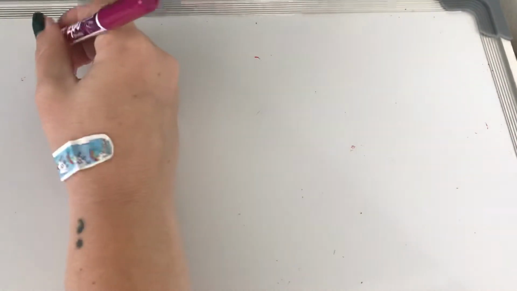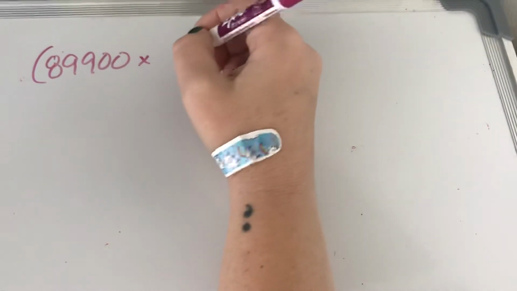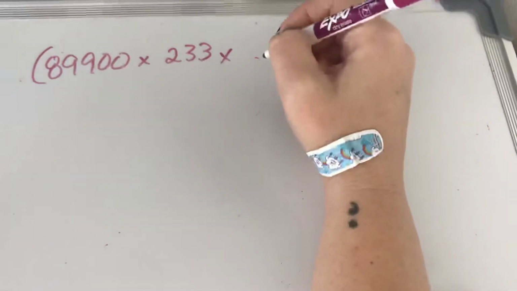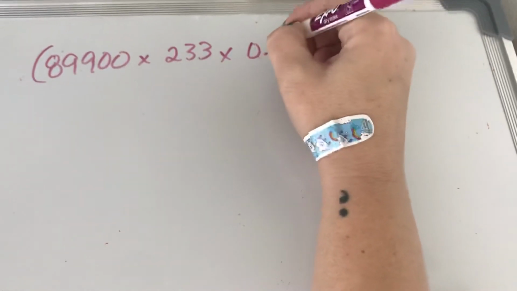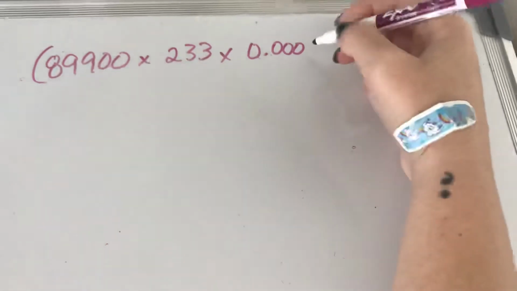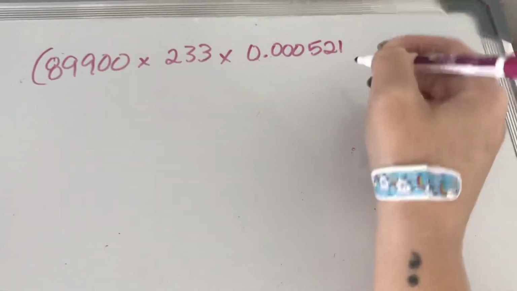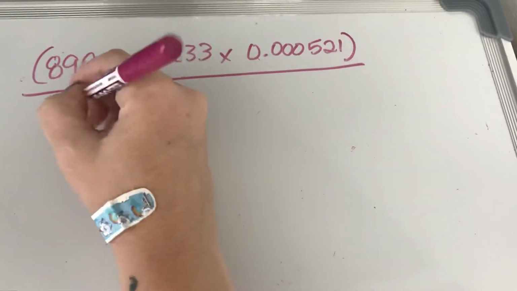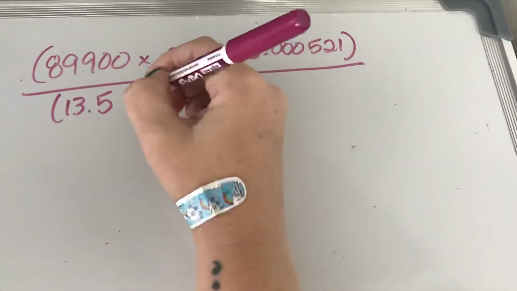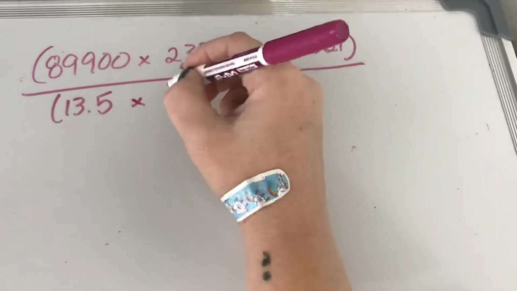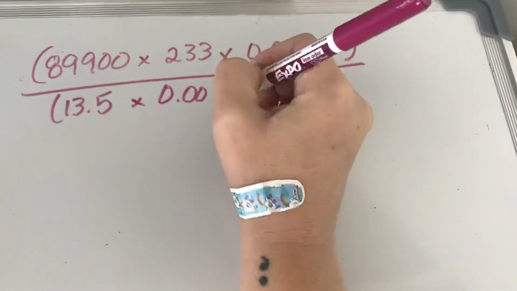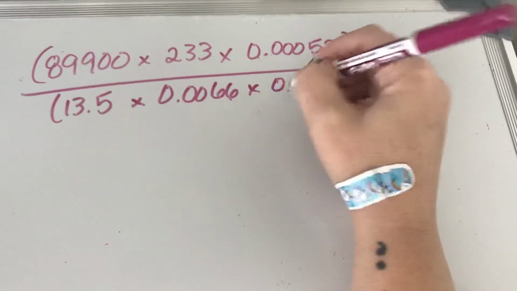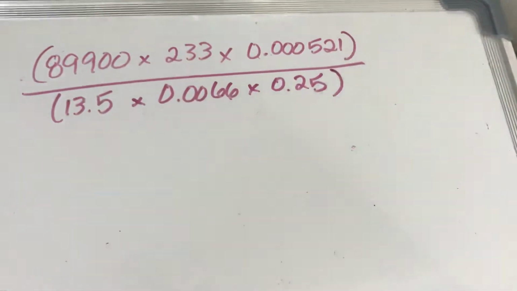Perfect, cool. So we've got this: 233 times 0.000521, all of that divided by 13.5 times 0.0066 times 0.25, right?